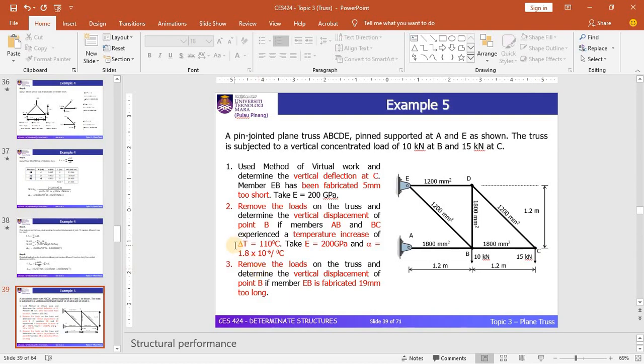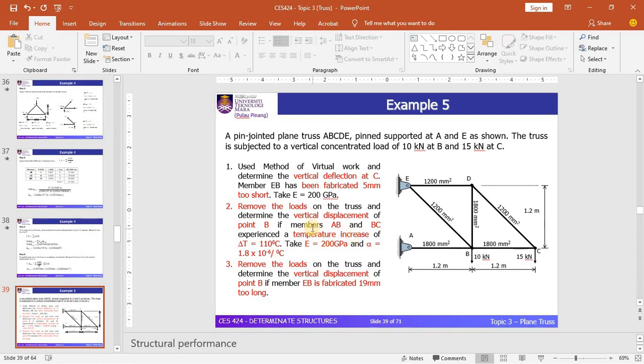Okay, so you can see that there are three cases that we need to discuss here. Basically, all these three cases differ from each other. For the first case, we need to calculate the vertical displacement at the joint C due to the fabrication error, where the member is 5 mm too short. So in the first case, you need to take into account the load effect, including the fabrication effect. In the second case, you need to remove the loads, and you need to calculate the vertical displacement of a joint B.